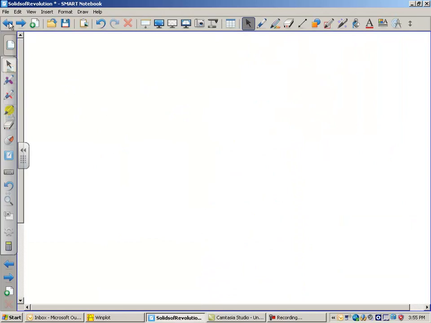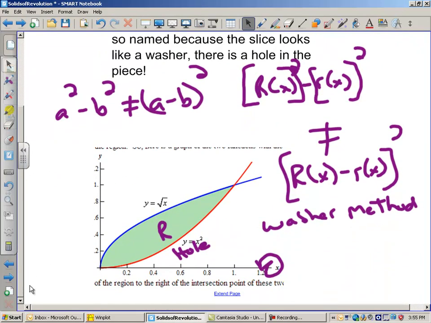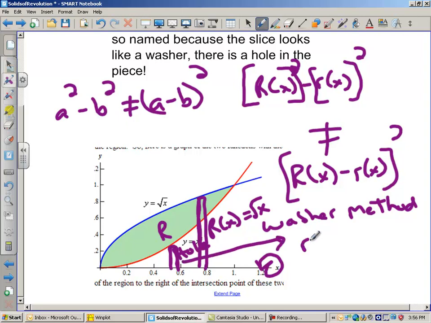So here is our formula. We are going to figure out what the outside radius is and what the inside radius is. The outside radius is the distance from your axis of revolution to the curve that's on top, and it equals the square root of x. My inside radius is the distance from the bottom graph to my axis of revolution, and that's little r, and that is x squared.